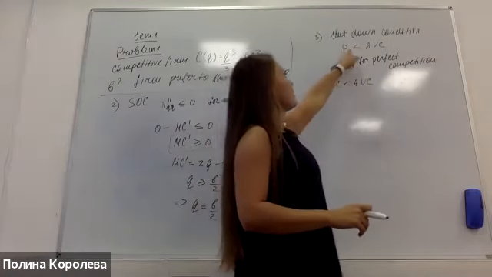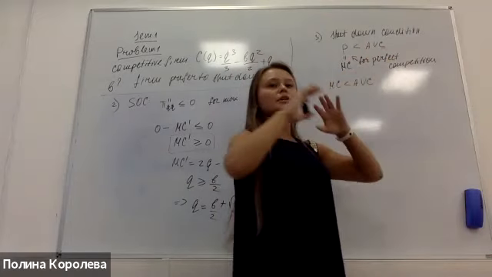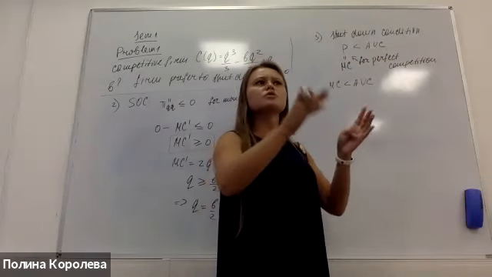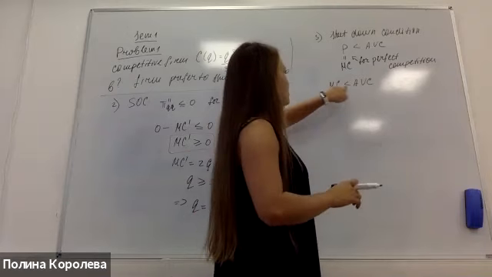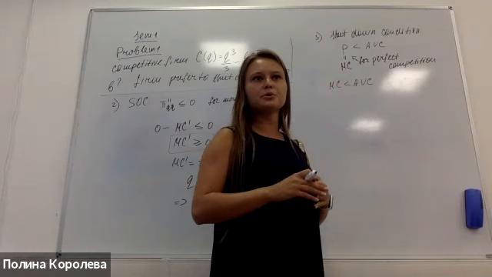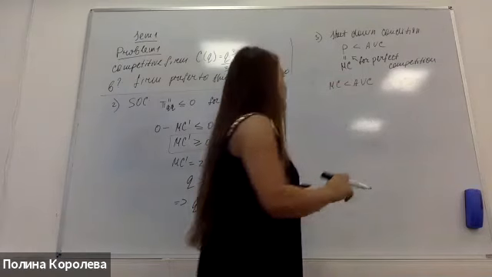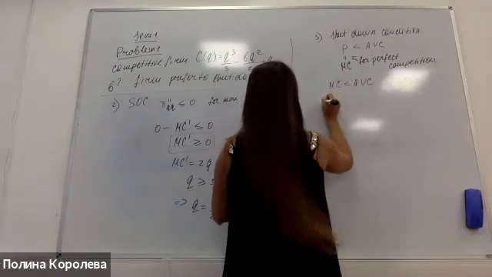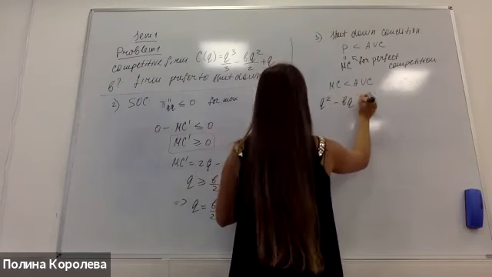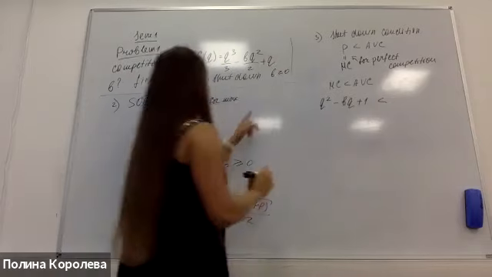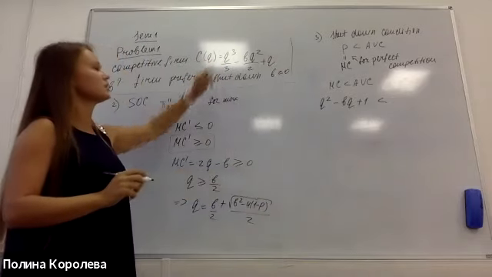The condition price less than average variable cost holds for each market: for perfect competition, for monopoly, for all markets. But marginal cost less than average variable cost holds only for a perfectly competitive market. Okay? Let's do it. Q squared minus Q plus 1 should be less than average variable cost. Let's find it.